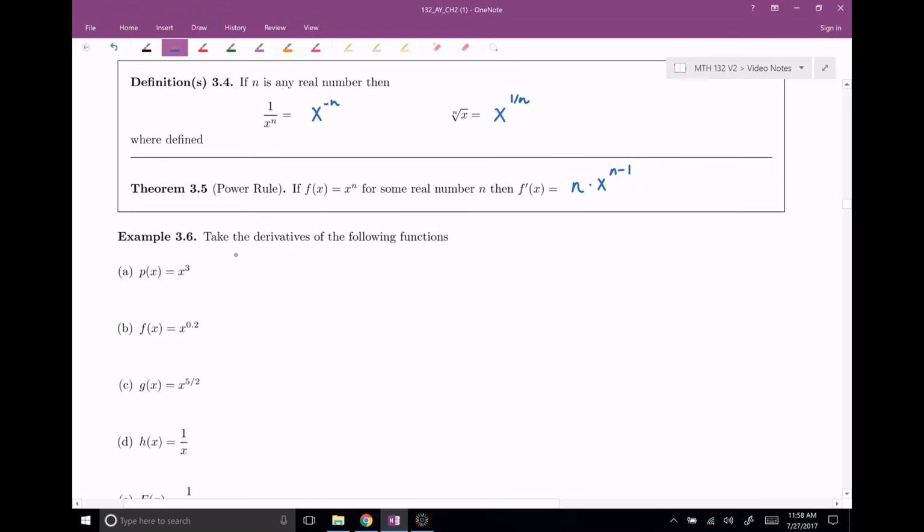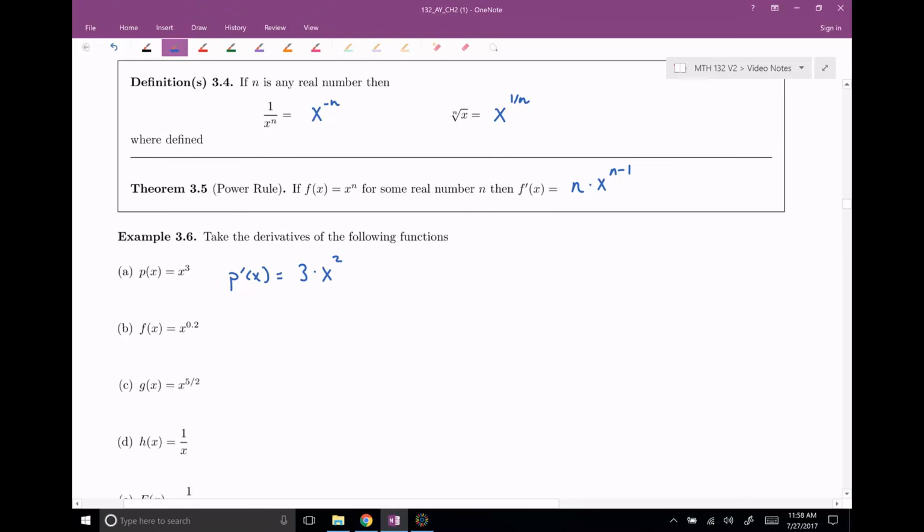So in this first case, we want to take the derivatives of all of these things. We have x cubed. So the way that we would use the power rule here is, well, now our n is 3. So the 3 would come down, and you get times x to the 3 minus 1. So this would be x squared. So it's 3 times x squared is the derivative of this.